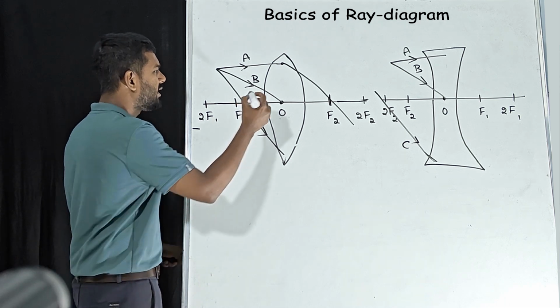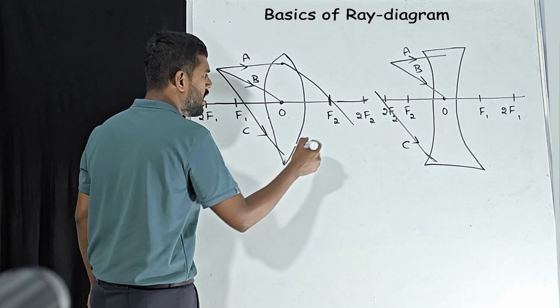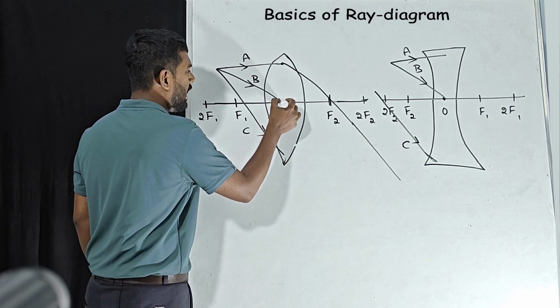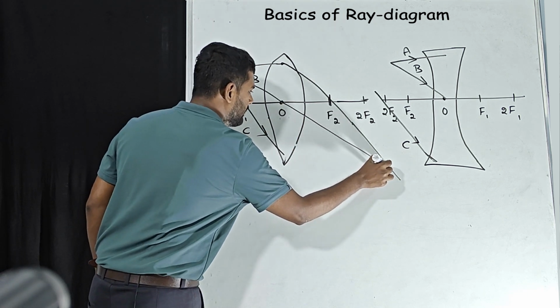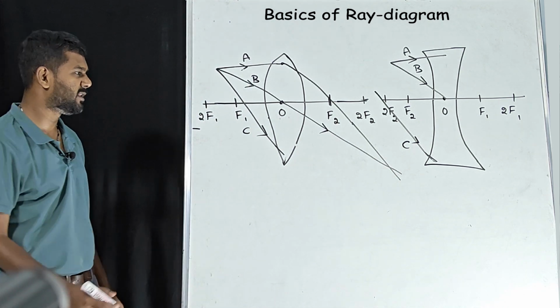Next, if it is passing through the optic center, you just extend this one. It passes without deviation, keep this in mind.